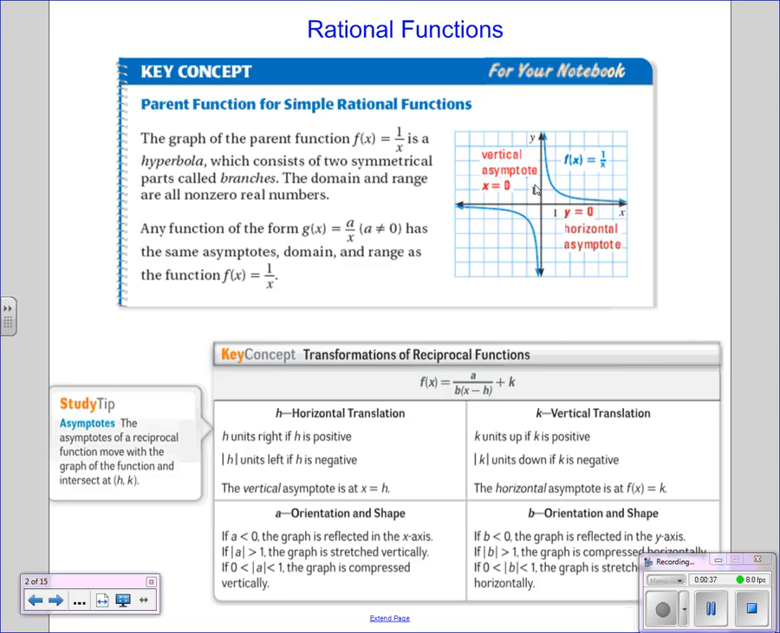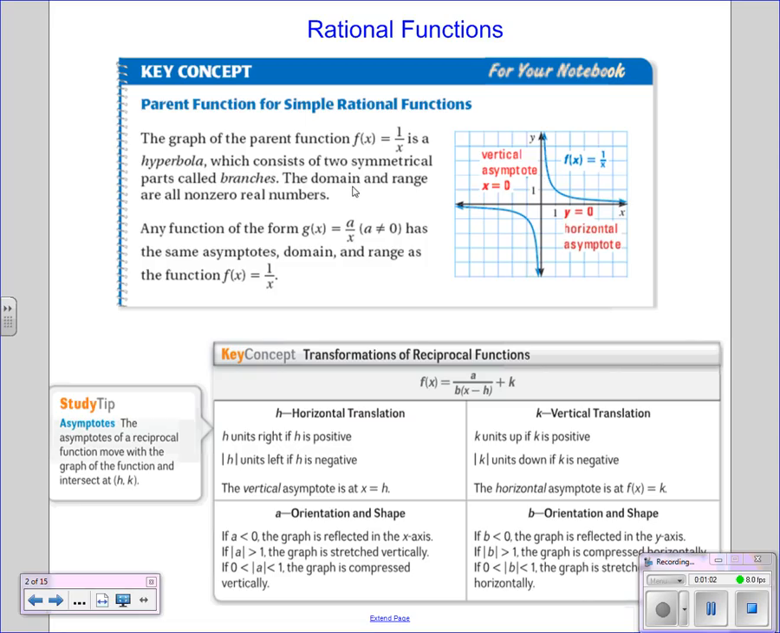So the parent function has a vertical asymptote, basically where the y-axis is, and it also has a horizontal asymptote where the x-axis is. Asymptotes have equations, so if it's vertical, it would start with x equals. If it was horizontal, it starts with y equals.